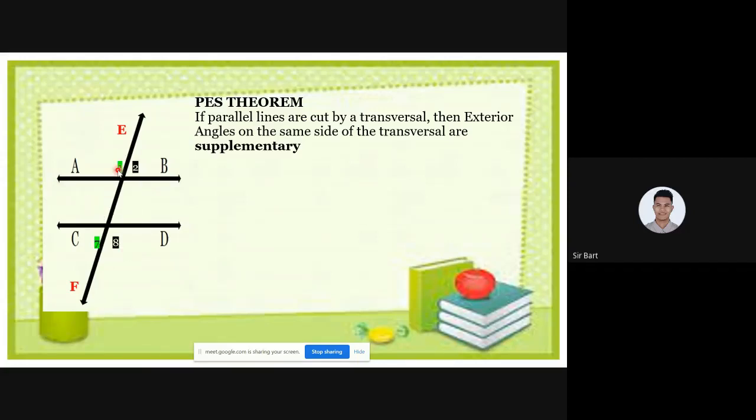Okay, so we have now angle 1 and angle 2 on the same side, angle 1 and angle 7 on the same side, and angle 2 and angle 8 on the same side. Therefore, the measure of angle 1 plus the measure of angle 7 is equal to 180 degrees. And the measure of angle 2 plus the measure of angle 8 is equal to 180 degrees. This is for the PES theorem.